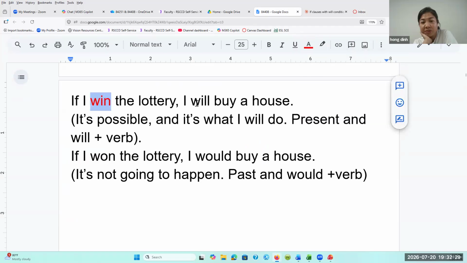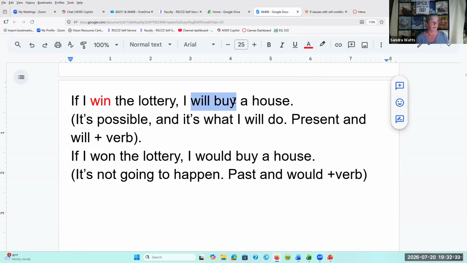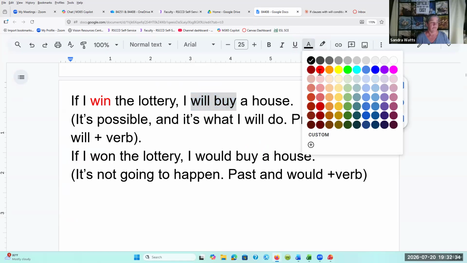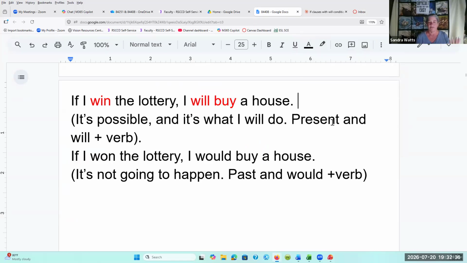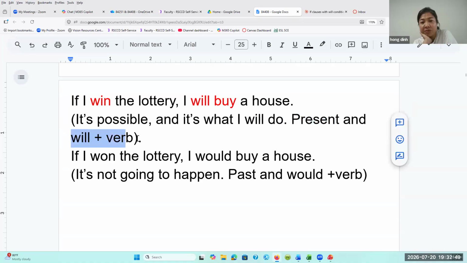Okay. So here's comparing what we did last week and what we're doing now. If I win the lottery, I will buy. So we're saying this is possible. We're thinking it's possible. Hey, I play the lottery every week. You never know. It's possible and it's what I will do. So that's present and then your will plus verb.